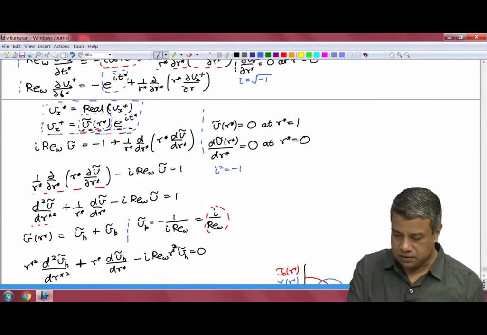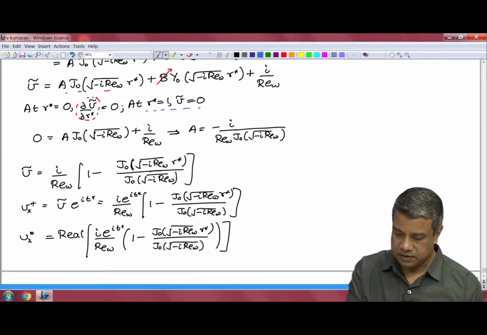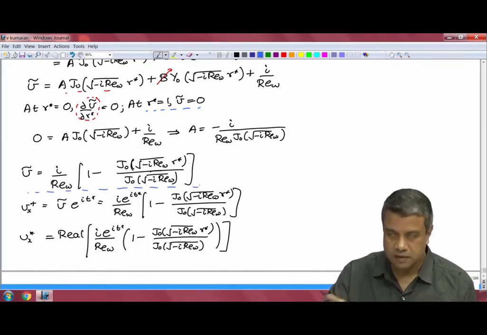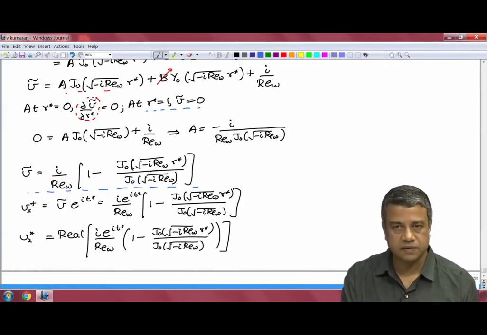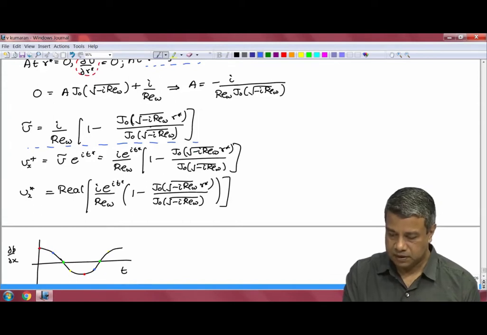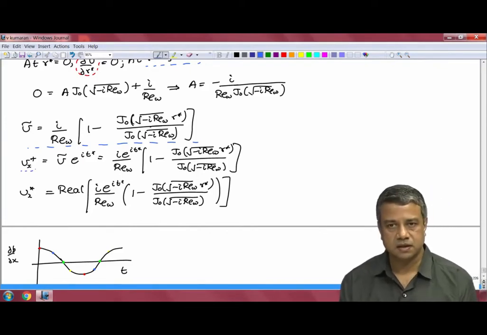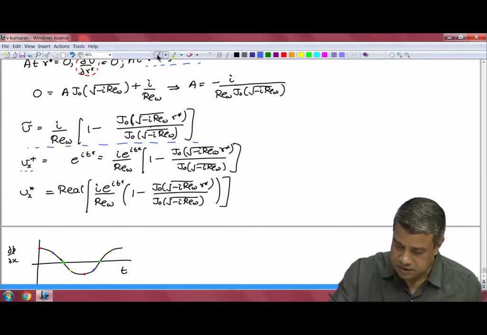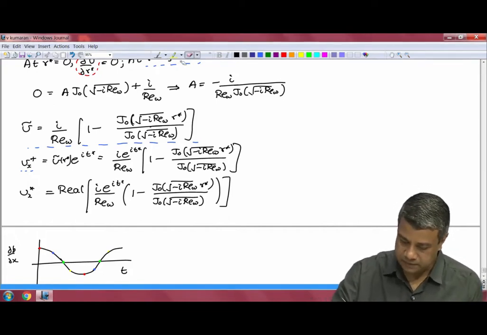So, we had got the solution for this V tilde. We had got an explicit solution for V tilde, and this was in the form of a Bessel function with a complex argument. And then this complex velocity V plus is V tilde of r times e power i t.